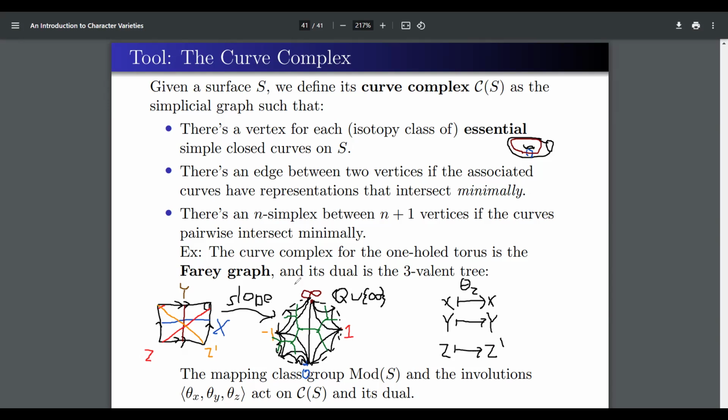And there you have it. These are some tools you can use to study the character variety. I hope this was a helpful talk.